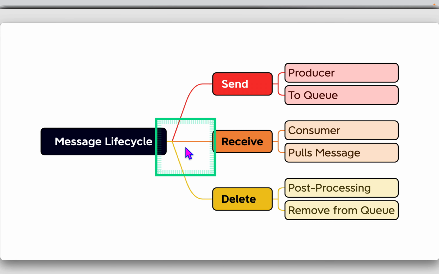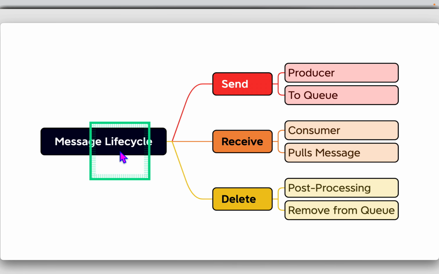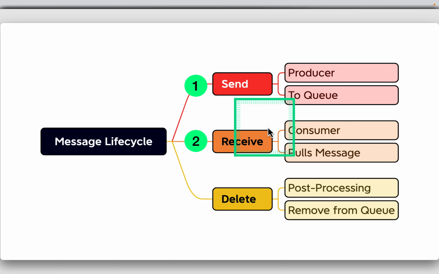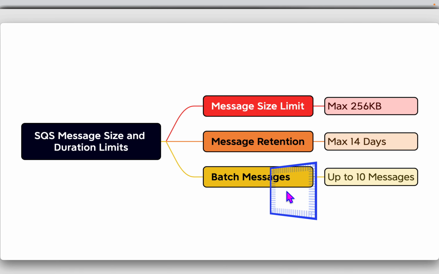DLQ. Message life cycle. Send: a message is sent by a producer to the queue. Receive: the message is pulled by a consumer for processing. Delete: after successful processing, the message is deleted from the queue.